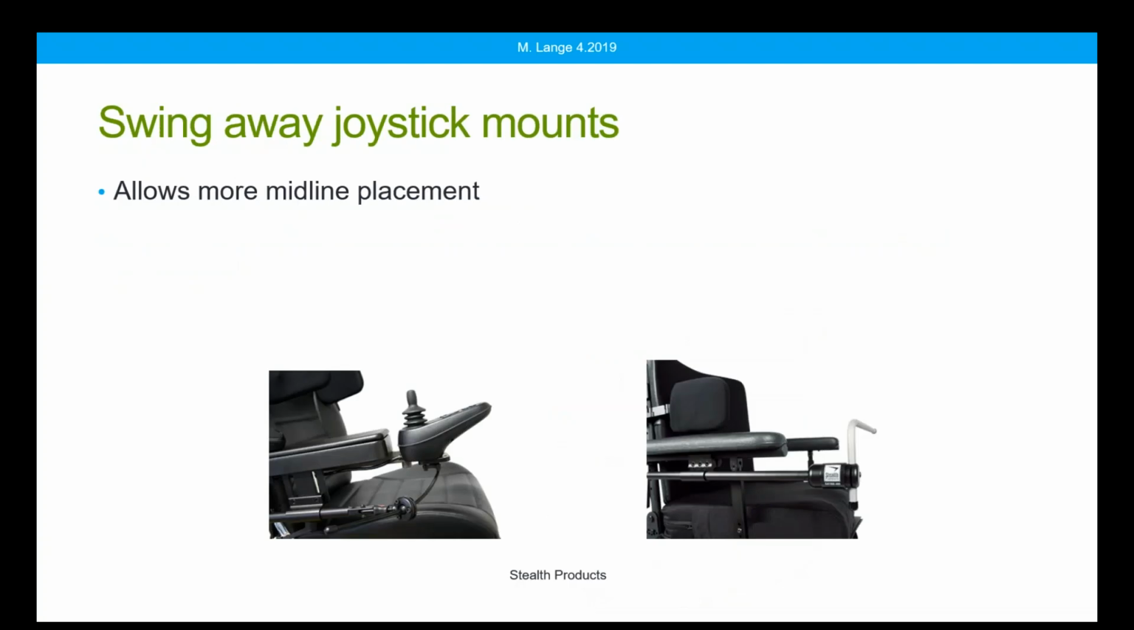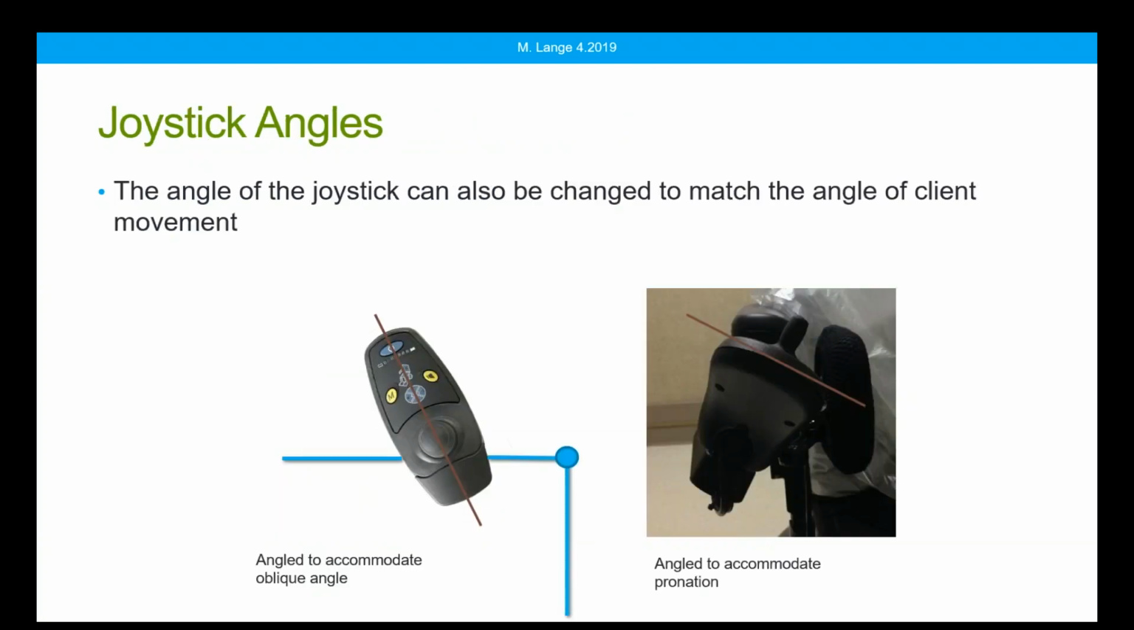So we can use a swing away joystick mount that allows more of a midline placement. These typically allow placement anywhere between end of arm pad all the way to midline of client. So we can choose the best location along that continuum. If it's not best between the right arm pad, let's say, and midline, well, we simply mount this to the opposite side, allowing us that full range of placement. These also allow a closer or more distant placement in relation to the client. The angle of the joystick can also be changed.